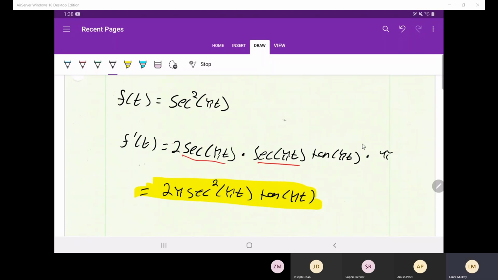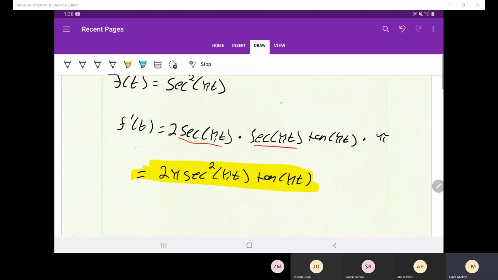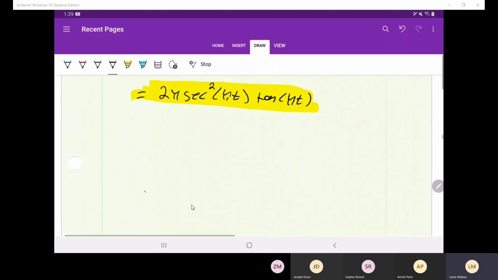All right. I'll leave that up while I find a new problem. I think I'm almost done with all the ones I solved. All right.